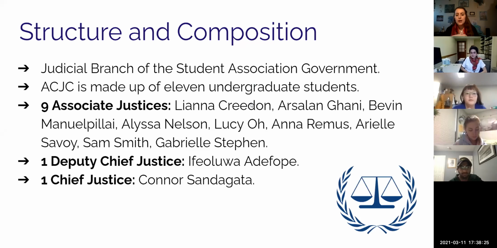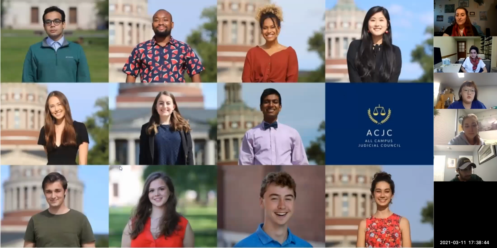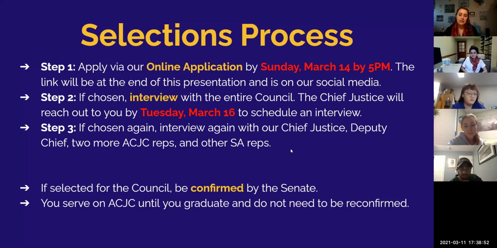All right, so structure and composition. We are the judicial branch of the Student Association government. We are made up of 11 undergraduate students. There are 9 associate justices, some of whom already introduced themselves, 1 deputy chief justice, Ife, and 1 chief justice, Connor. This is all of us. Those who didn't come today, you can see who else is on the council, but we're a small group. There are only 11 of us, pretty tight knit.